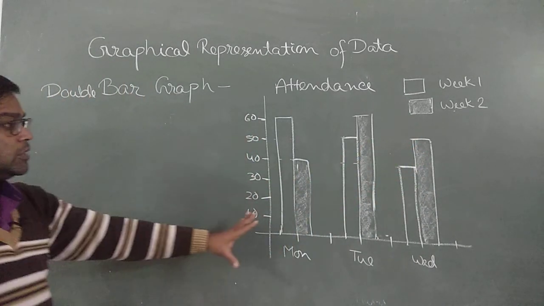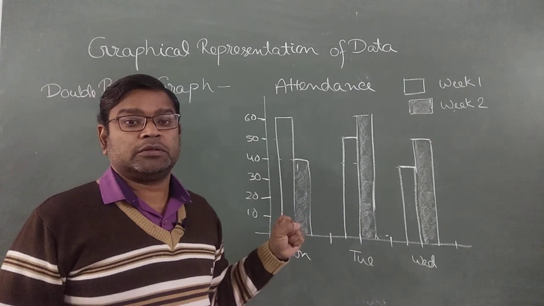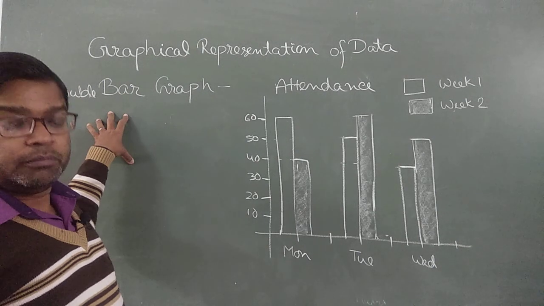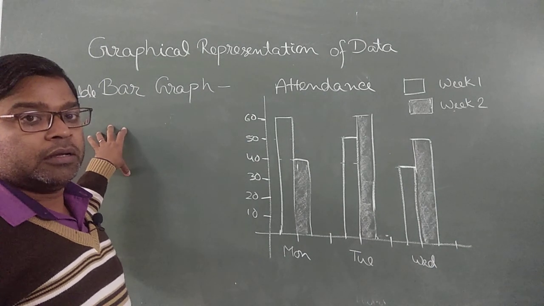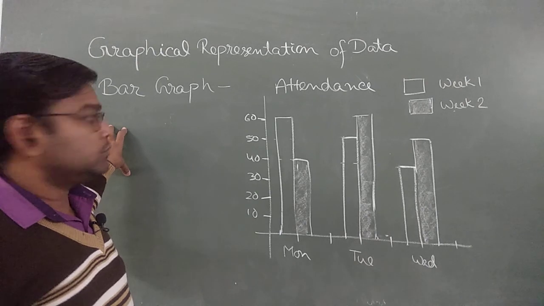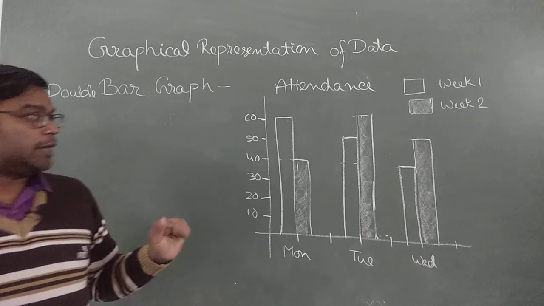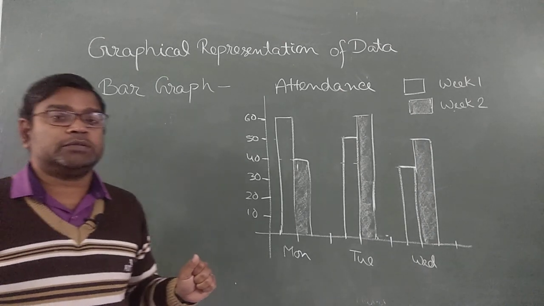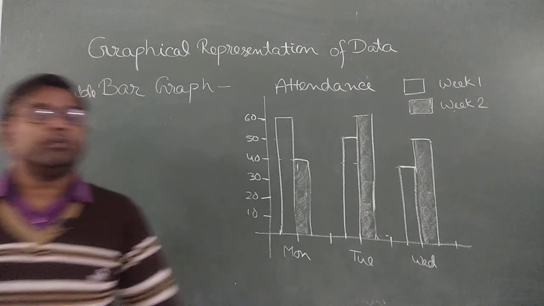So from this graph alone we can collect the information given to us. Hope you are able to understand the graphs, the bar graph and double bar graph, which are the representation of data in a pictorial way. So that's all for this. Solve questions 1 to 5 of the given exercise, which is for the bar graph only. That's all for today. Thank you.